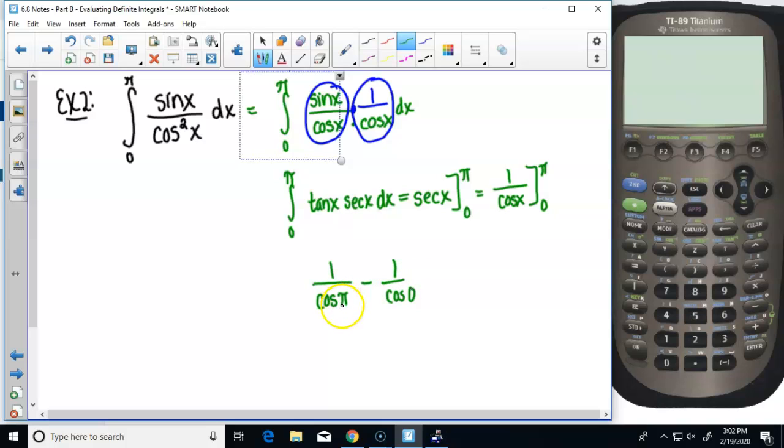What is cosine of pi? Negative 1, yes. And then, what is cosine of 0? It is 1. So we end up with negative 1 minus 1, and we get negative 2 as our answer. Okay. So you'll have some that have some trig in them. Use those integrals there. You will not have any terribly difficult ones. This will be one of the more difficult ones you'll have.